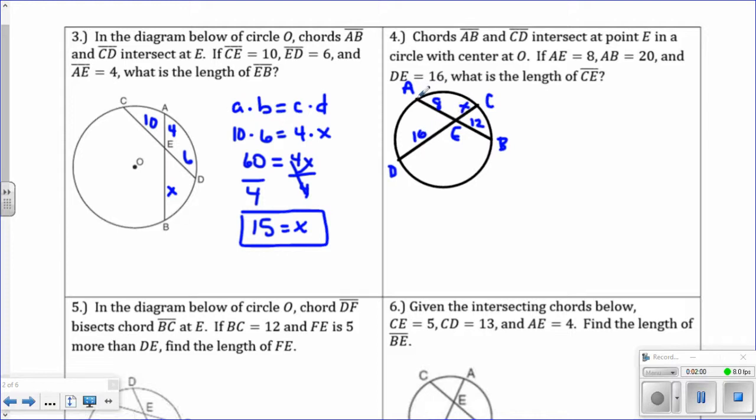Start with one of the chords and multiply the two parts of it. So 8 times 12 equals, then do the other chord, 16 times X. And then you just solve it. 8 times 12 is 96, equals 16X. Divide both sides by 16, and you get 6.